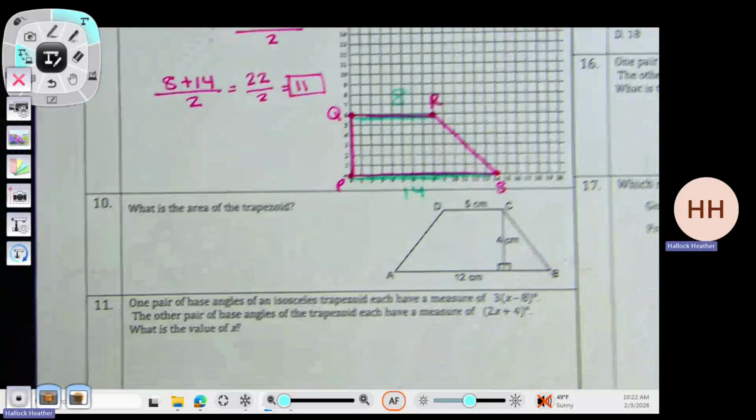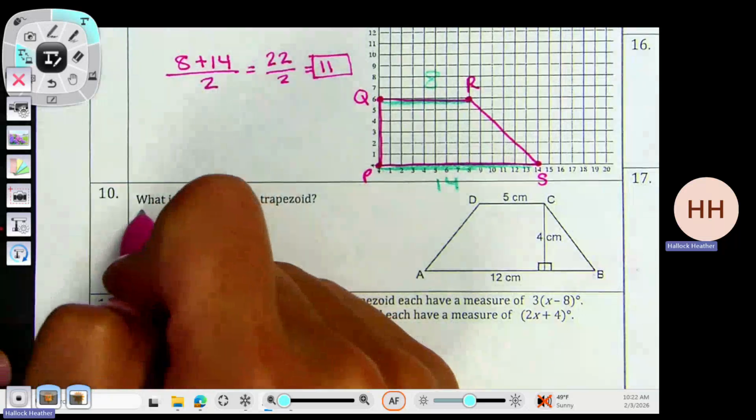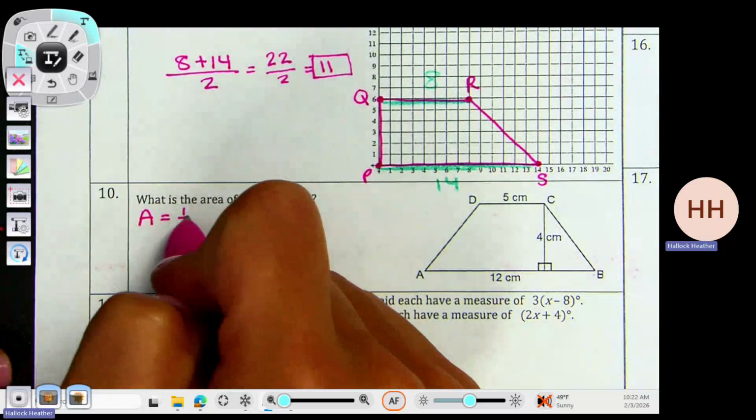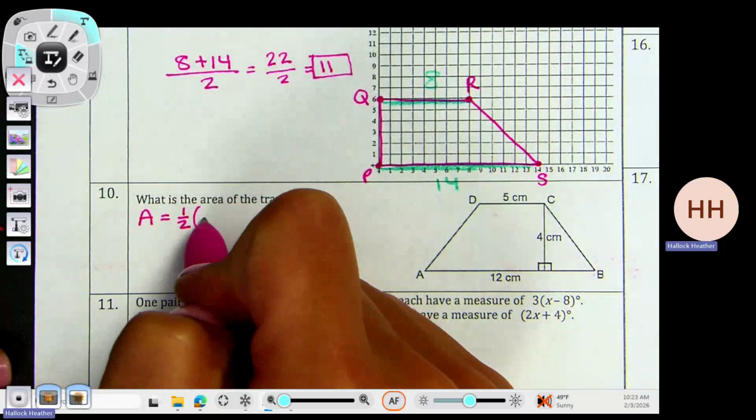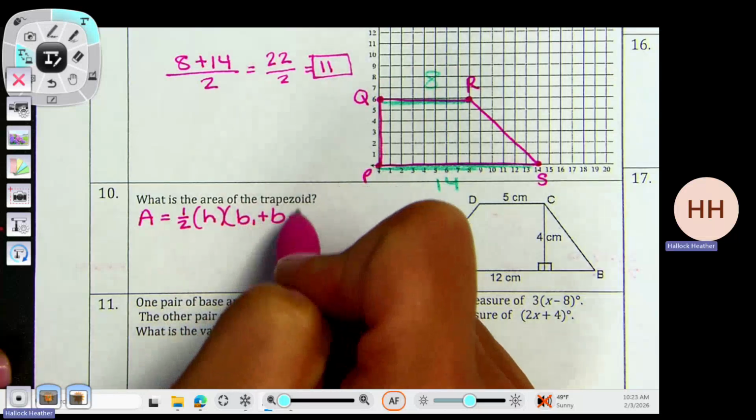Number 10 is another trapezoid problem. So this is just like a repeat problem for you to practice. So we're using the same formula for the area: 1/2 height times base 1 plus base 2.